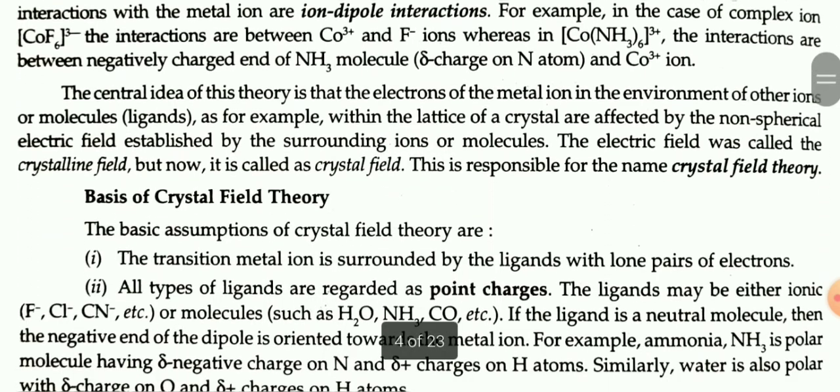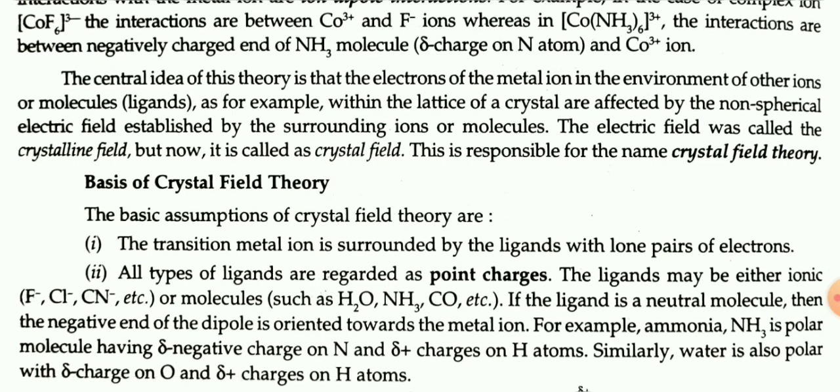ion. The central idea of this theory is that the electrons of the metal ion in the environment of other ions or molecules, as for example within the lattice of a crystal, are affected by the non-spherical electric field established by the surrounding ions or molecules. The electric field was called the crystalline field, but now it is called the crystal field. This is responsible for the name crystal field theory.